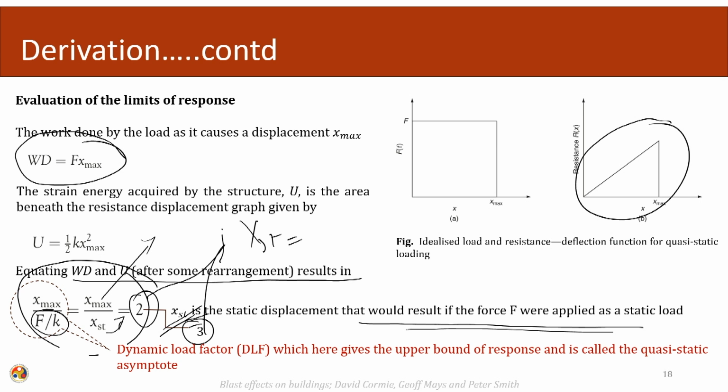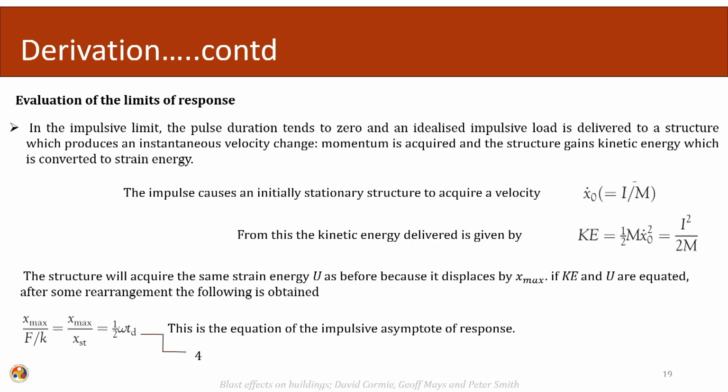So, this we can quantify as the dynamic amplification, or we can also call it the dynamic load factor, and this gives the upper bound of response. It is called the quasi-static asymptote. It means the number by which my static load can be multiplied to give an equivalent dynamic load response function. So, that is evaluating the limits of response.